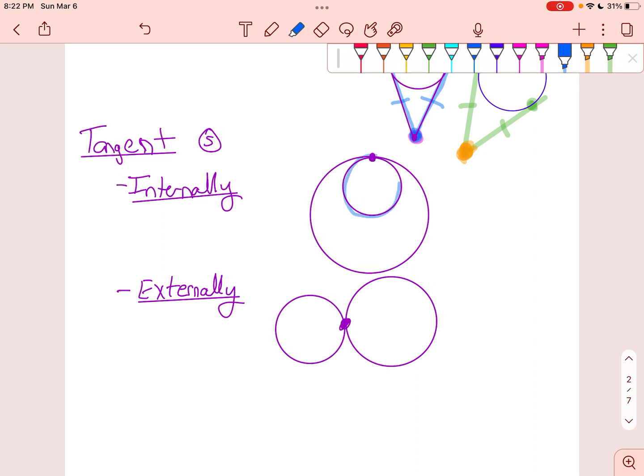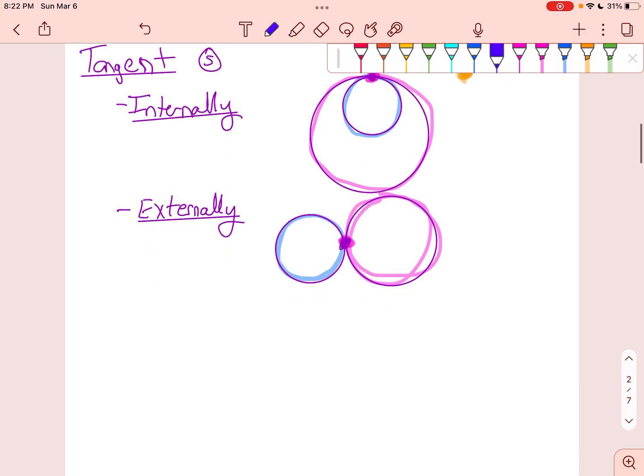So you can see that this blue circle and this pink circle are intersecting at one point, which is the definition of tangent. They intersect at one point. And the smaller circle is inside the larger one. And then we also have externally tangent circles. So again, we have two circles. We have the blue and the pink circle, and they're intersecting at that one point of tangency, and those are called externally tangent circles, plural.